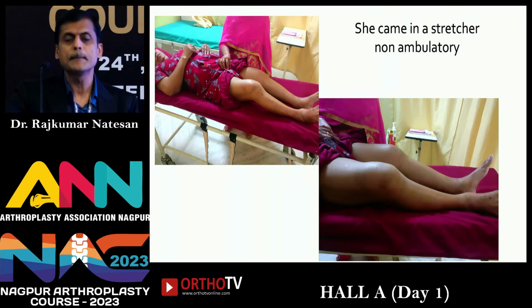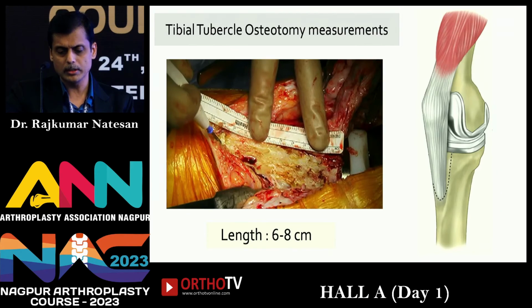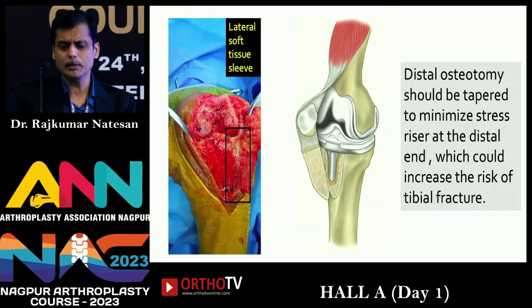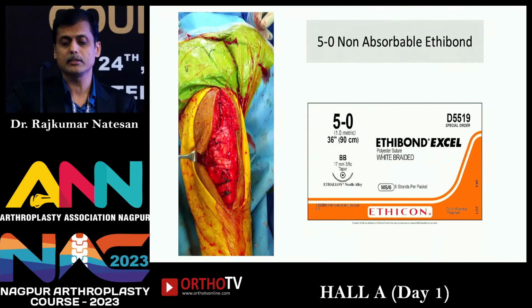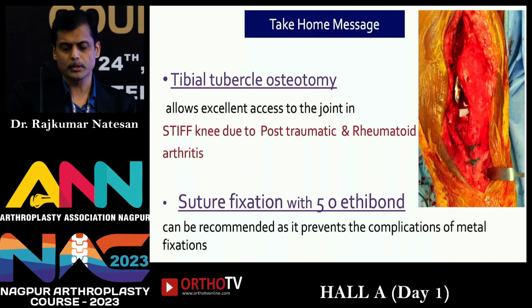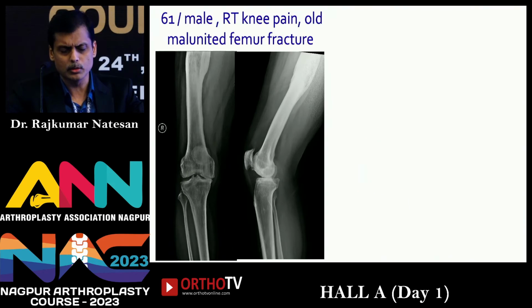Rheumatoid stiff knee, very, very stiff knees, I manage by tibial tubercle osteotomy. So this is how the tibial tubercle osteotomy is done. Once it is done, I do the procedure and then I don't use any metal. I use only this 5-0 Ethibond to suture it back, and this is the 3 years post-operative X-ray. Not in all cases is it needed, but for these very stiff knees I use this and it gives me good results.